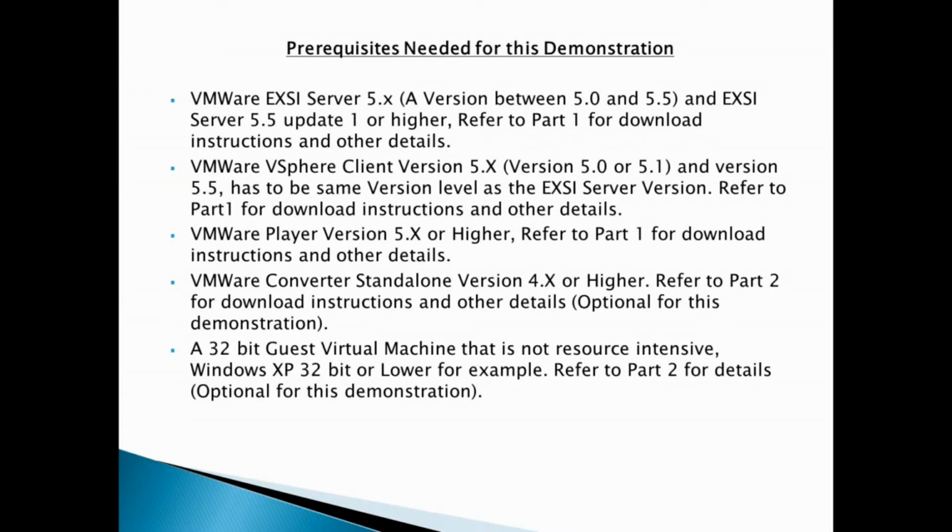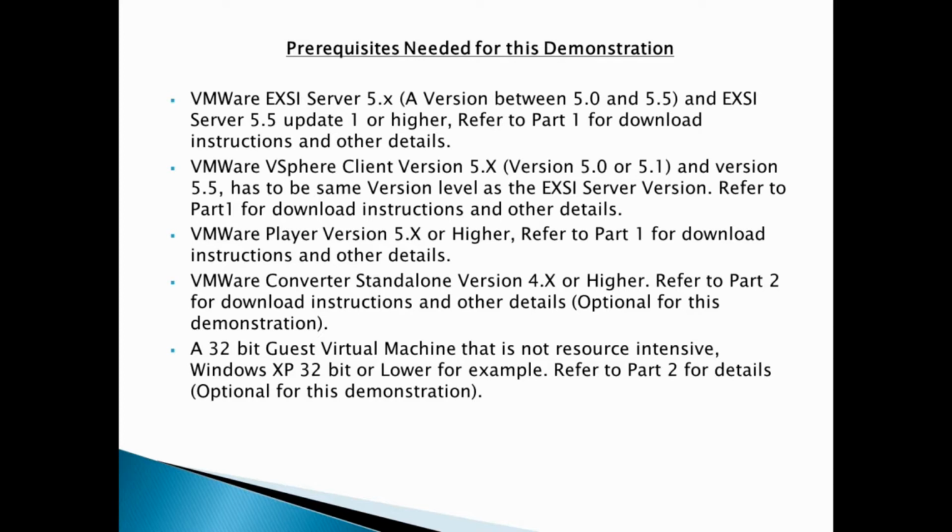Since we're at part 3, a lot of this should have already been done in part 1, but in case it hasn't, I'm just going to briefly touch over it. You will need to have an ESXi server 5.x, between versions 5.0 and 5.5 as I mentioned, and you also need to make sure you download the newest ESXi installer of 5.5 Update 1. And of course, if a higher one is available when you see this video, then download that one instead.